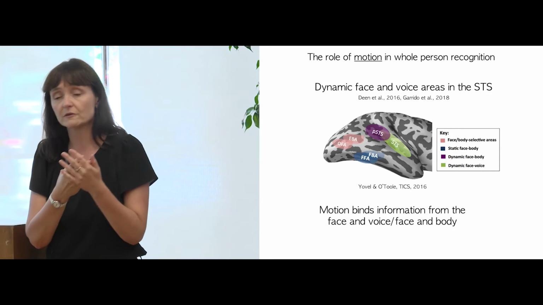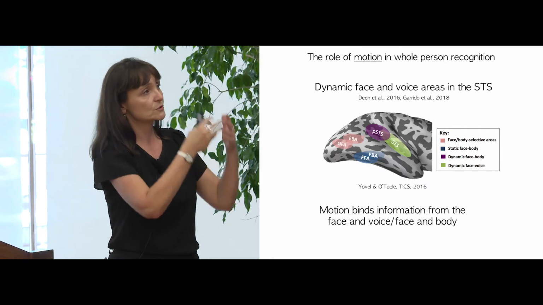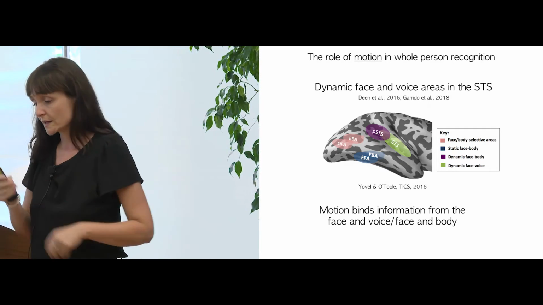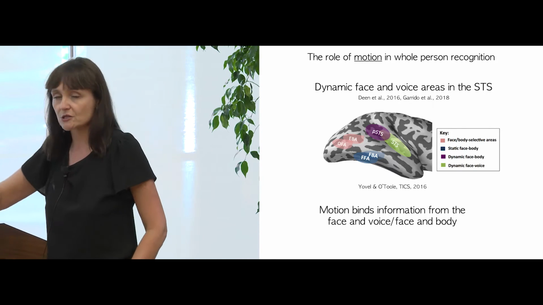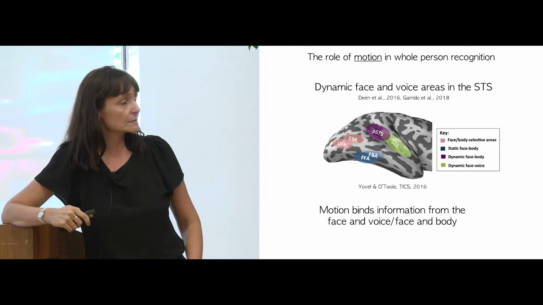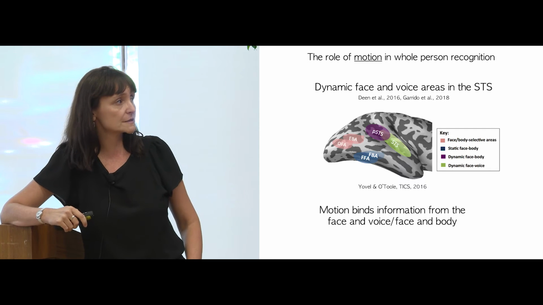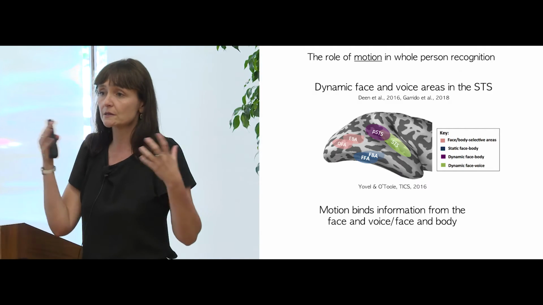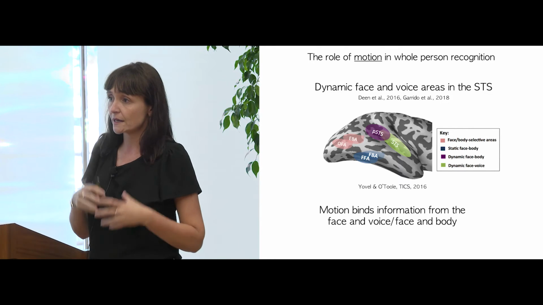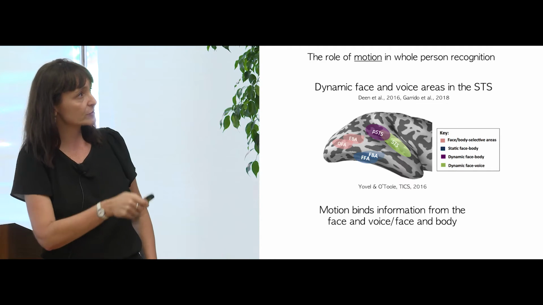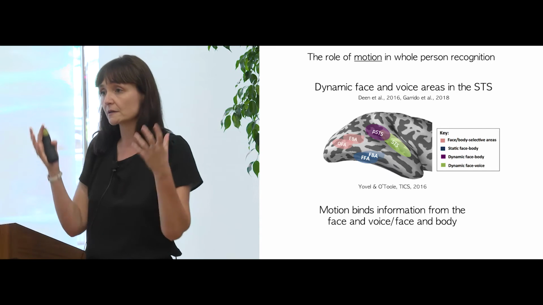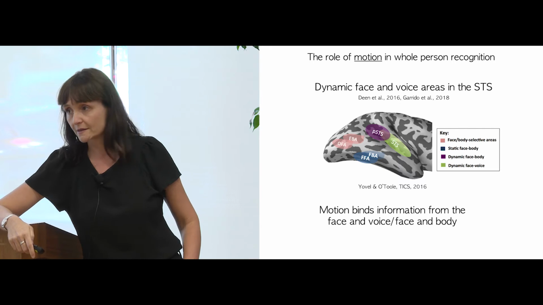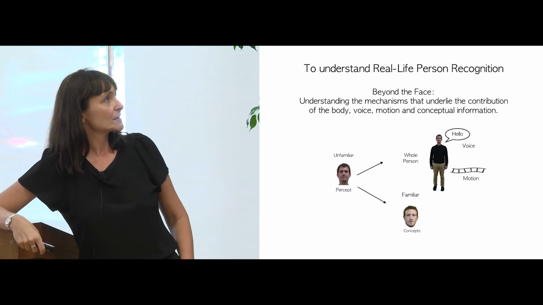And that may be consistent with the finding that dynamic faces are localized in areas in the STS, where we also have voice areas, and we also have dynamic bodies there. And this is also consistent with what Ellis and I suggested in our review a couple of years ago, that motion binds information from the face and the voice and the face and the body. So when we see people in motion, this is when those different types of information are integrated. And this is probably done in the STS, where all this dynamic information, the multimodal representation about the person, is represented.